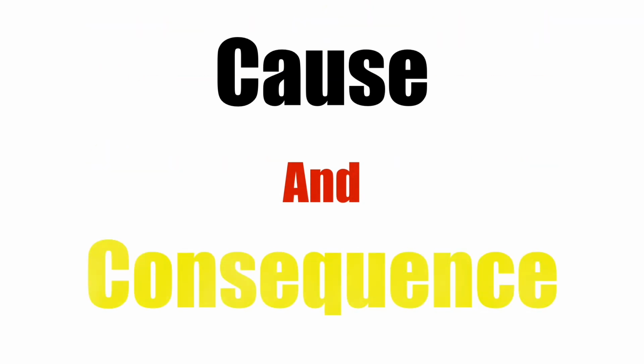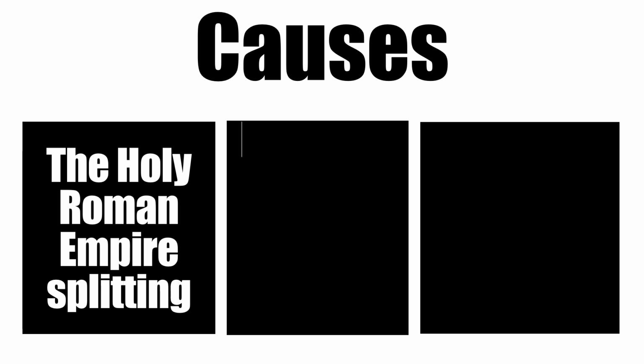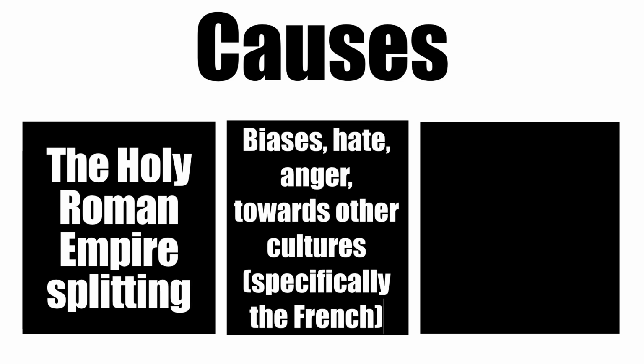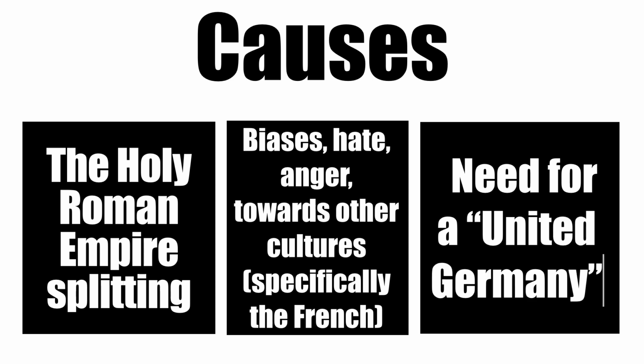Now that we have a good understanding of German nationalism leading to World War I, let's take a closer look at causes and consequences. While we looked at the 5 W's and H, we got a good understanding of the causes that led to German nationalism. The Holy Roman Empire splitting, biases and hate towards others, especially the French, forming, and a crave for a united Germany, directed Germany to be created as a strong, modern country. These causes led to German nationalism.